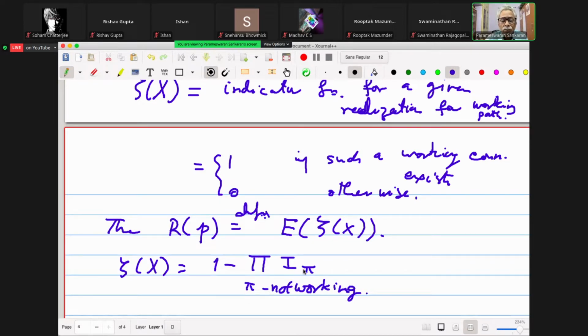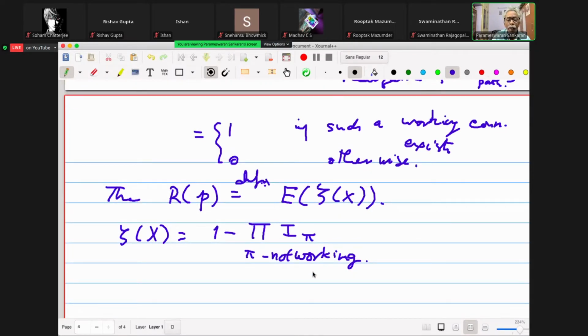Notice that for psi to be 0, every path which is not working must return the value 1. That is, none of the paths is working. If none of the paths is working, then the answer here will be equal to 0. And if at least one path is working, then the indicator function will return 0 here. And that means 1 minus the product of this is 0.